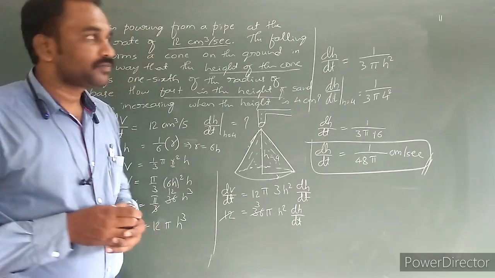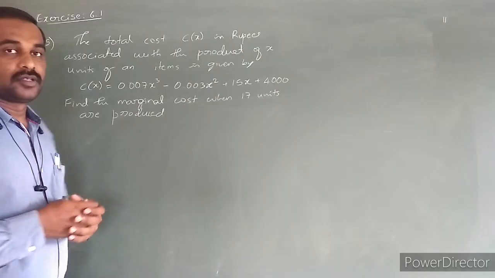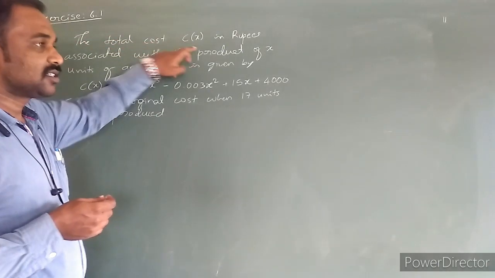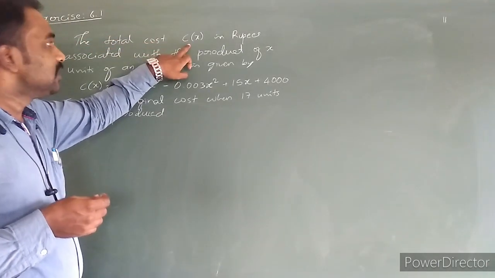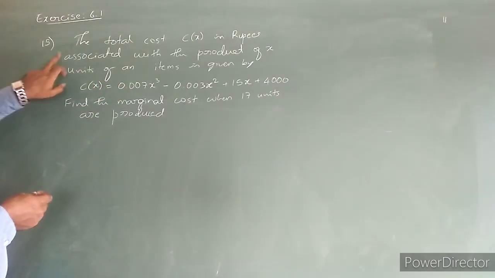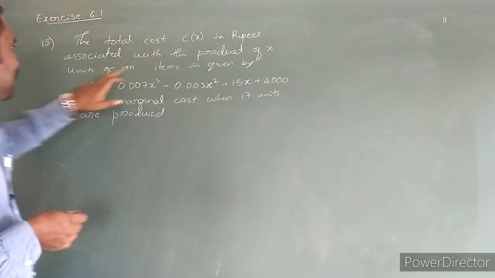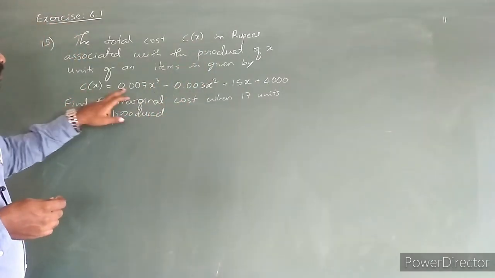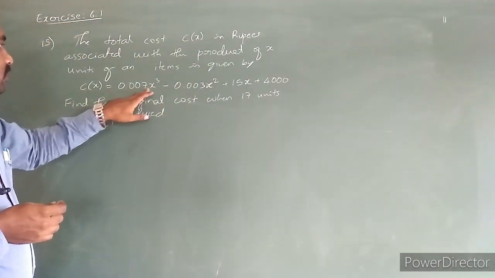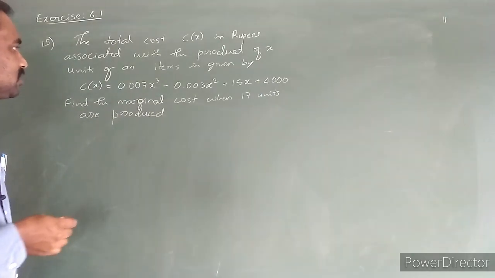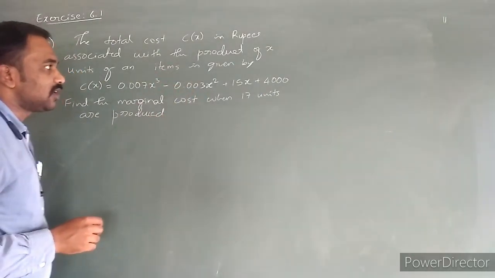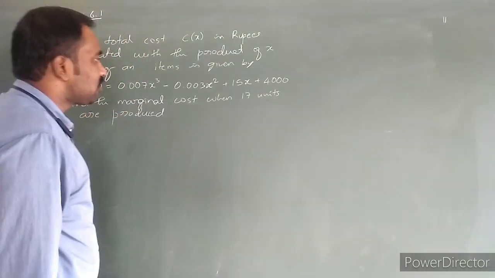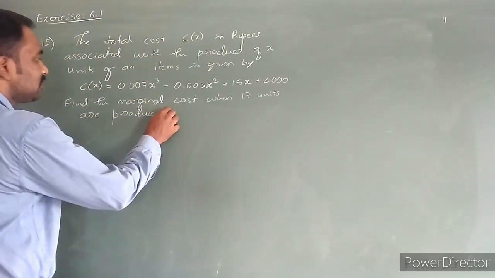Okay. Now, the next problem is the total cost C of x. The total cost, denoted by C of x in rupees, associated with the production of x units of an item is given by C of x equals 0.007 into x cube minus 0.003 into x square plus 15x plus 4000. Find the marginal cost when 17 units are produced.